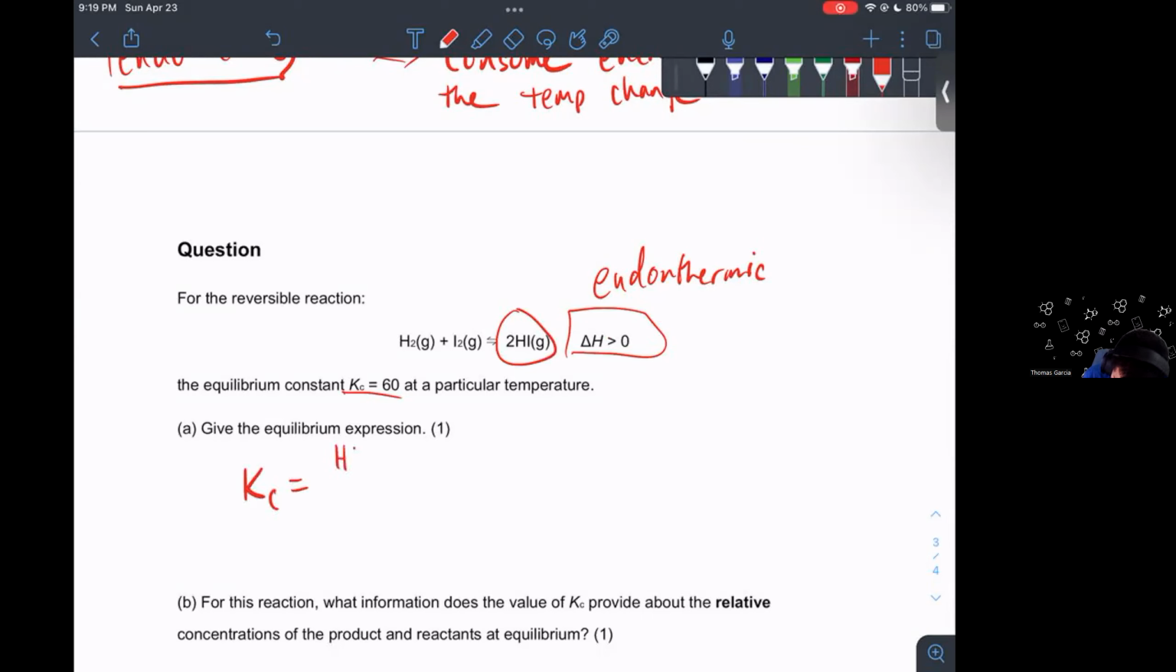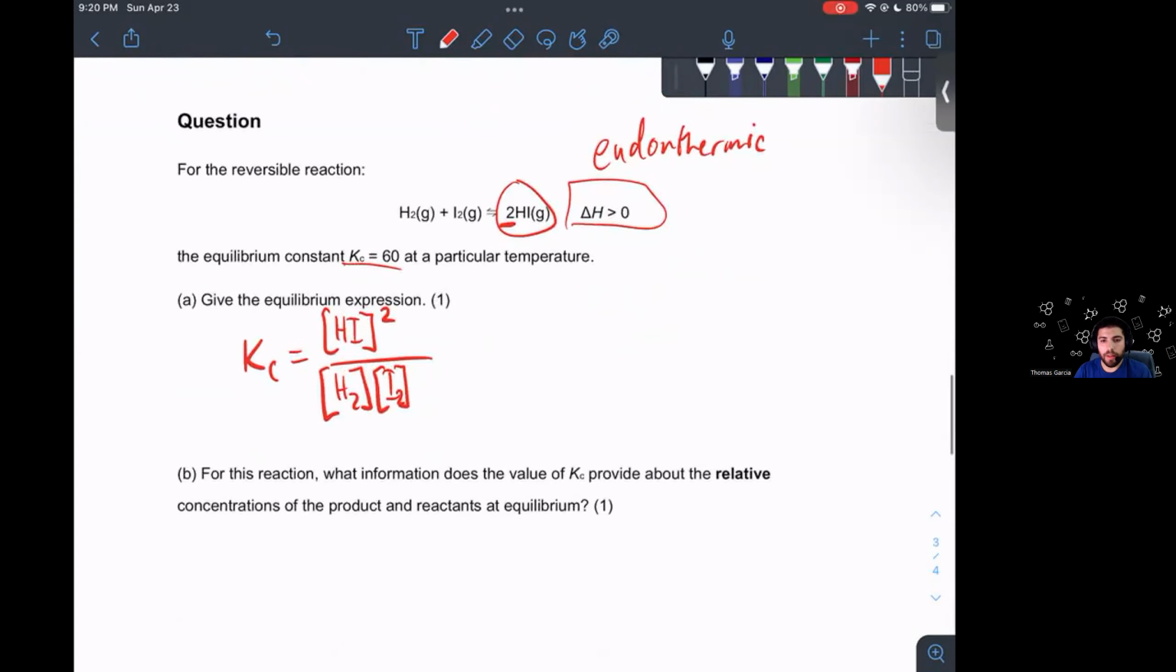It's going to be HI concentration, but this time squared because of our 2 coefficient, divided by H2 times I2, and these are all concentrations. Perfect. That'll be the easiest points of this problem.